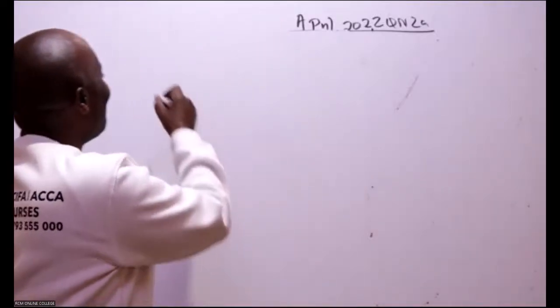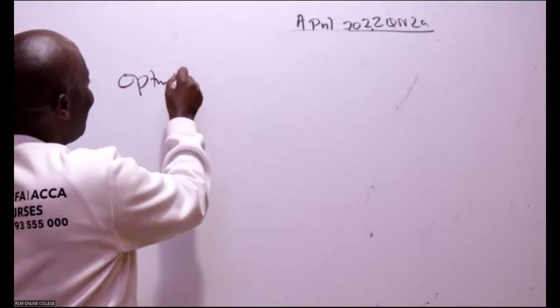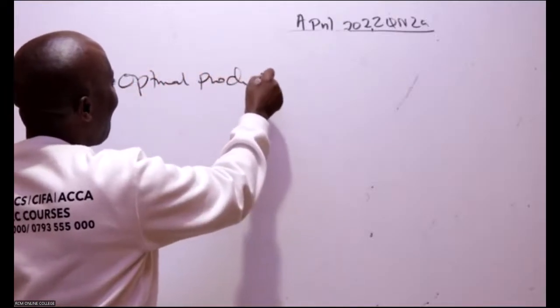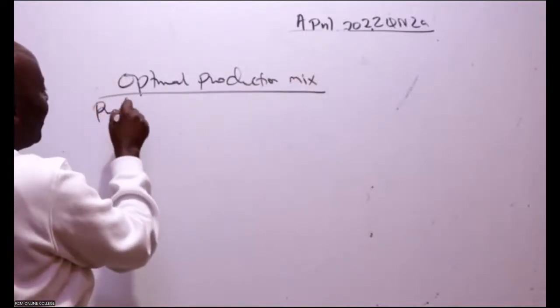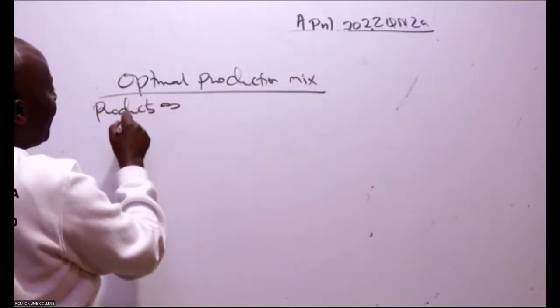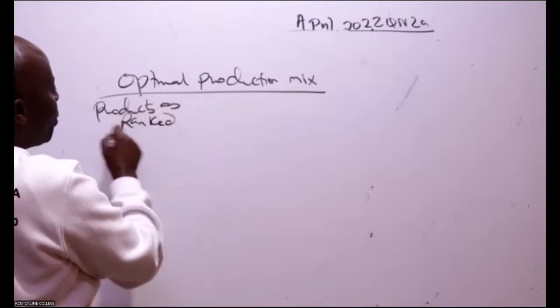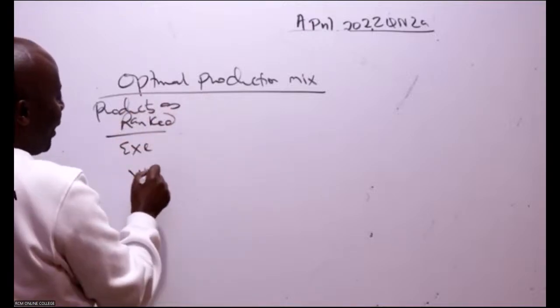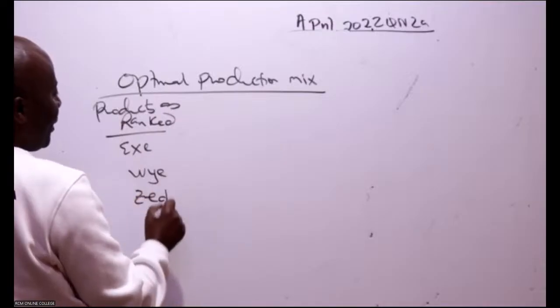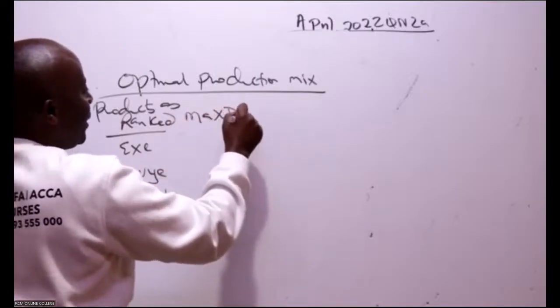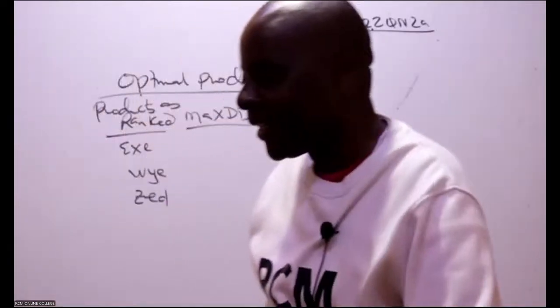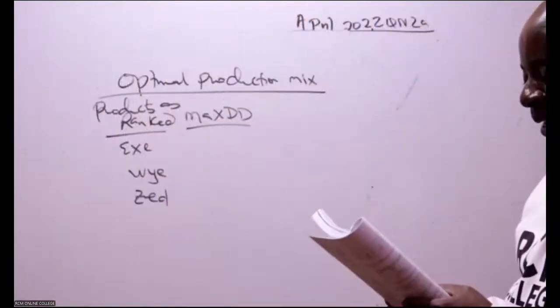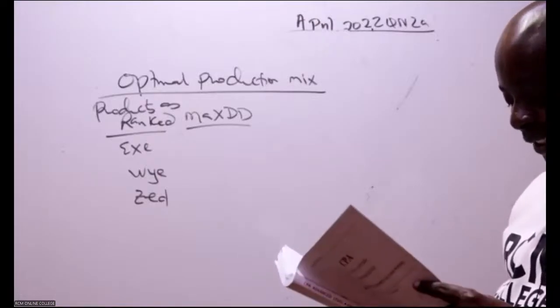So the optimal production mix. We have in this case the products as ranked. They are ranked very well: X, Y, and Z. Give us maximum demand. Are you able to see the maximum demands?